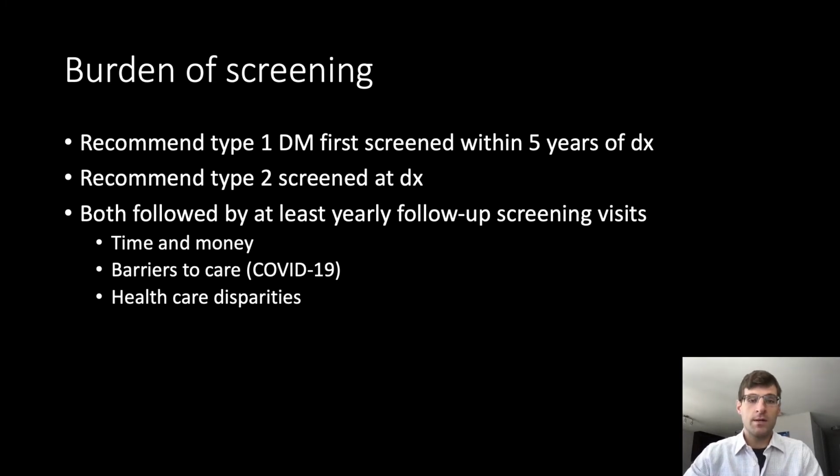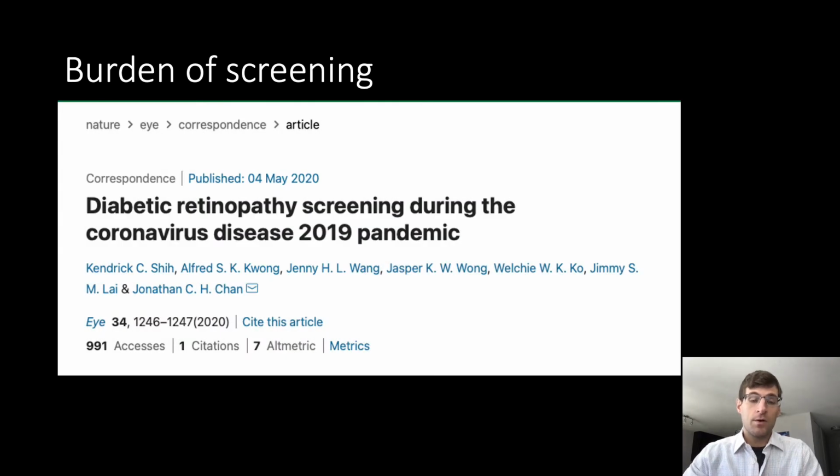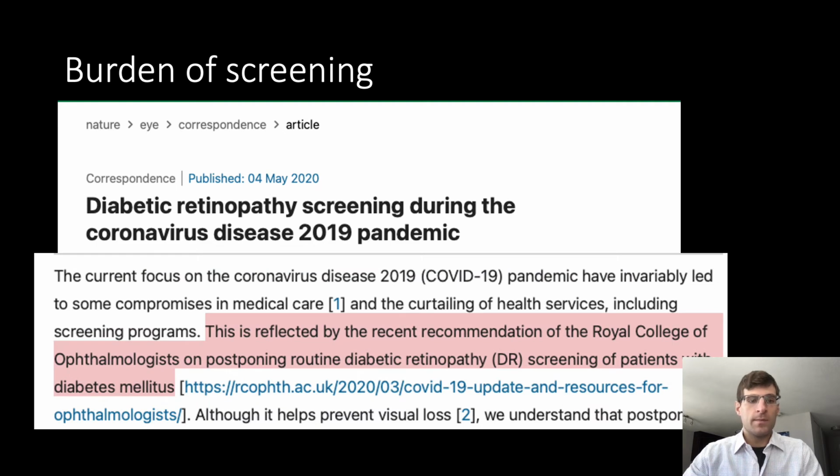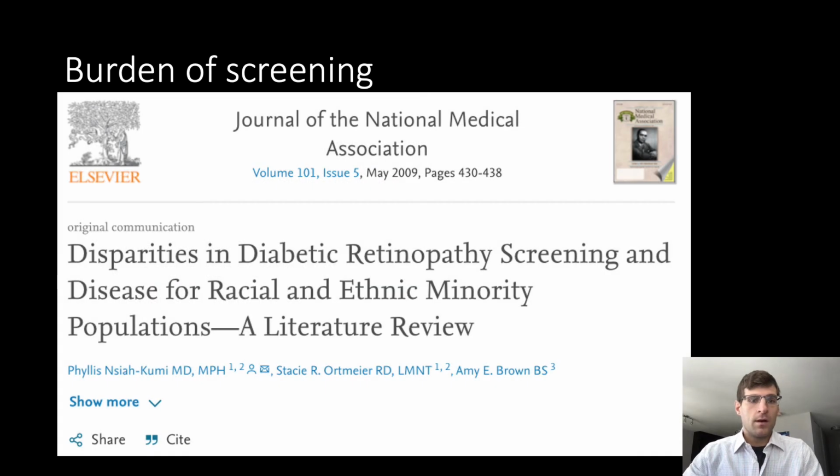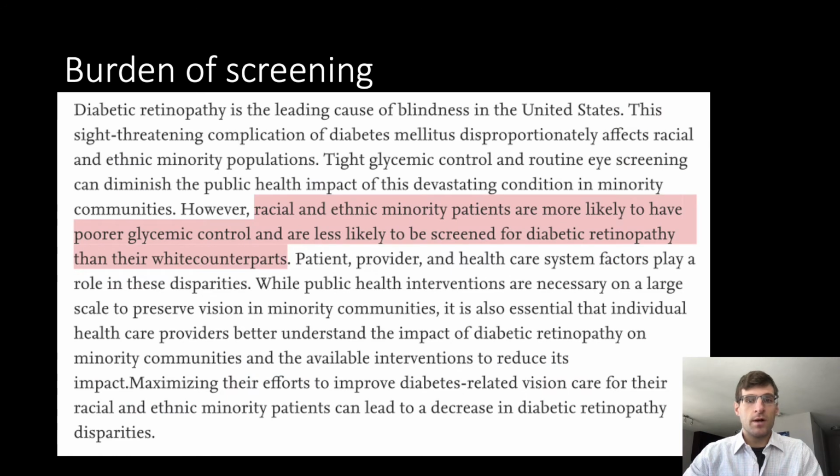And this is a lot of money and a lot of time, and there are barriers to care, such as currently, with the COVID-19 pandemic, patients aren't going in, they're staying home and not getting the screening they're supposed to. And even the Royal College of Ophthalmologists recommended postponing routine DR screening in these patients. And another thing we think about is racial and ethnic minority populations who are actually more likely to have poorer glycemic control and less likely to be screened for diabetic retinopathy than their white counterparts.